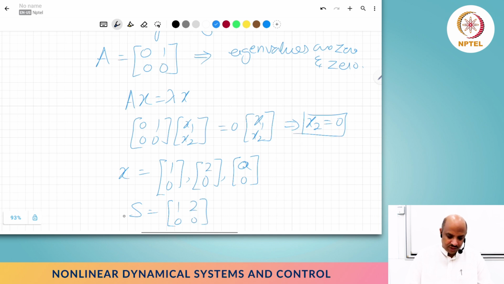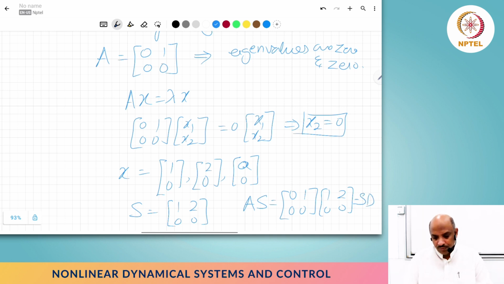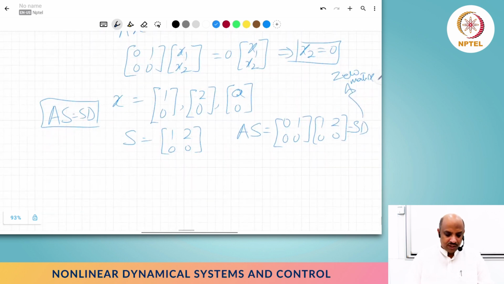If you take S to be this, then basically AS is simply [0, 1; 0, 0] times [1, 0; 2, 0], and we will get S times D, where D is the 0 matrix, I mean D is a 0, 0 matrix. And you can see basically this times this is 0, this times this is 0, everything will become 0. So we still have AS equals SD, except S is given by this, and then there is no other possibility of S satisfying this, and S is not invertible. Specifically, determinant of S is 0.